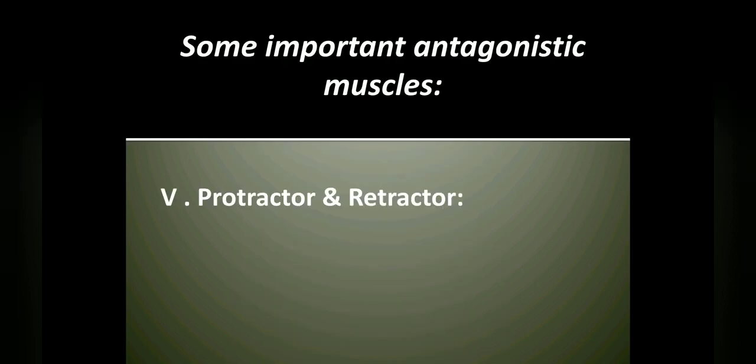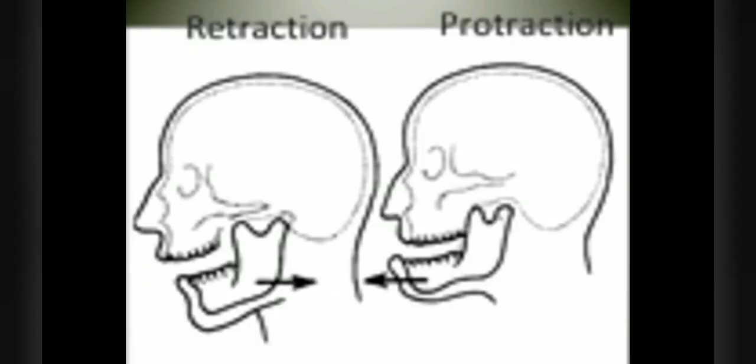The next one is protractor and retractor. Protractor moves the body in forward direction. Whatever body part it is, if you move it in the forward direction, then it will be considered as protractor. And a retractor moves backward. So if suppose you are moving your neck region or your jaw in the forward direction, then it will be protractor, and when you move it towards the back side, it will be retractor.